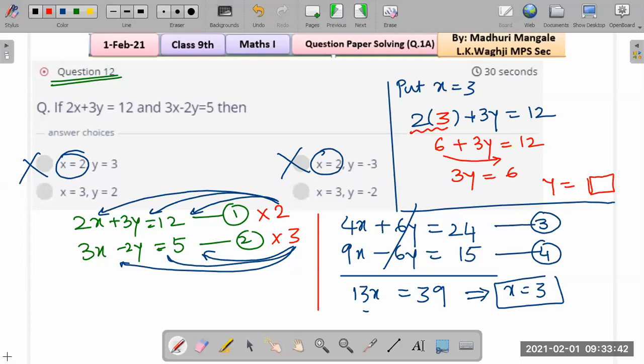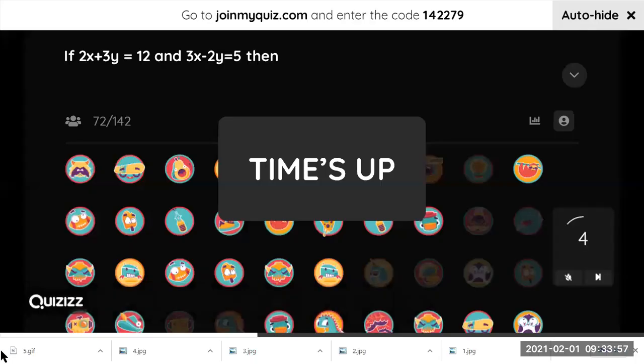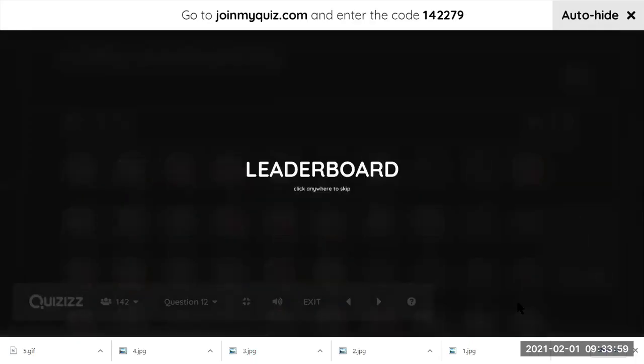Everyone, look at the screen closely. You have got the value of x. You just need to solve for y. 3y equals 6. 3 will go to that side. It would divide. 6 divided by 3. What do you get? Yes, everyone. And the time's up. Let's see how many of you have got it right.